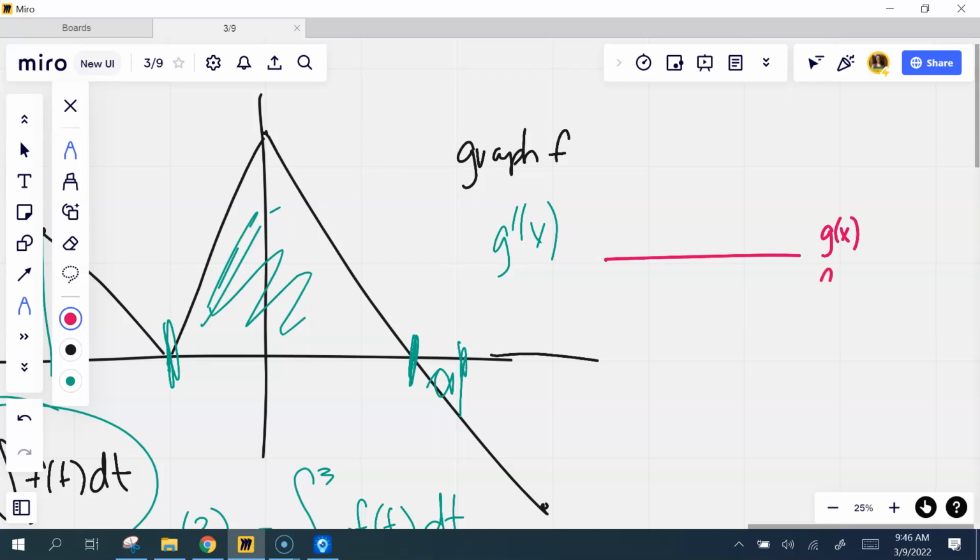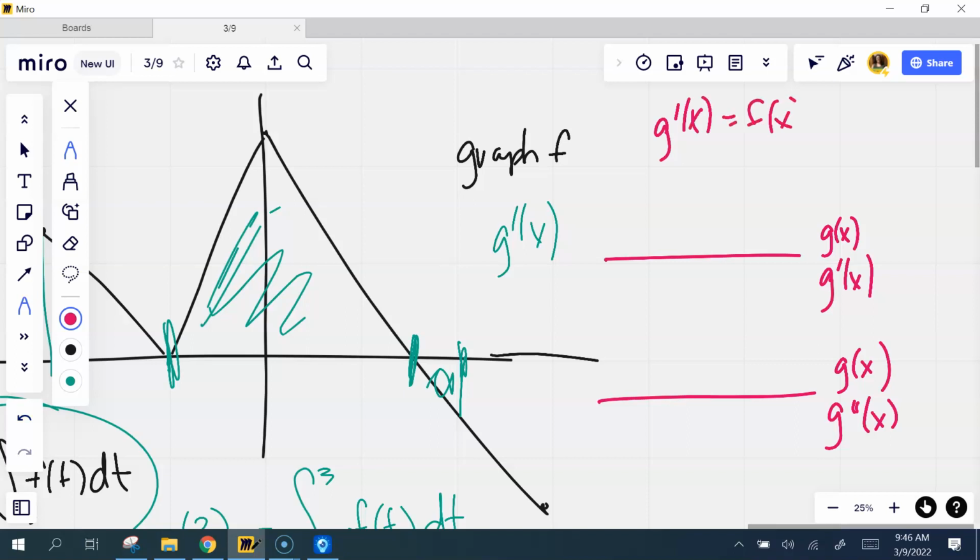Here's what I did. Now, when you have these, here's what you have to remember on part B. You have to understand that the derivative is equal to the function. You have to understand on what. That's right.